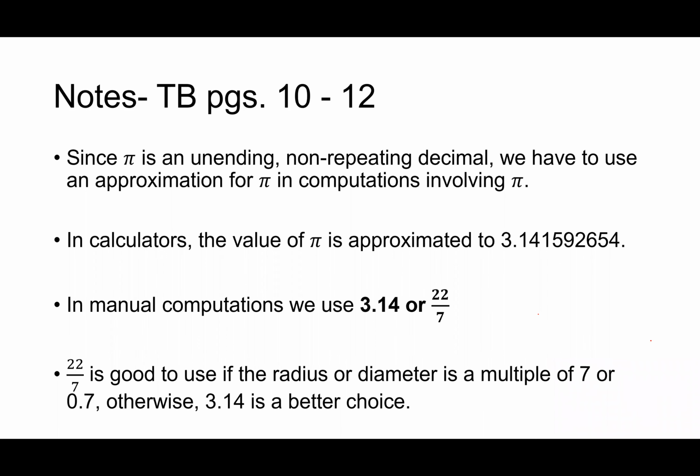Okay. So go ahead and fill in: 22/7 is good to use if the radius or diameter is a multiple of 7 or 0.7. Otherwise, 3.14 is a better choice. All right, so let's get some practice finding circumference.